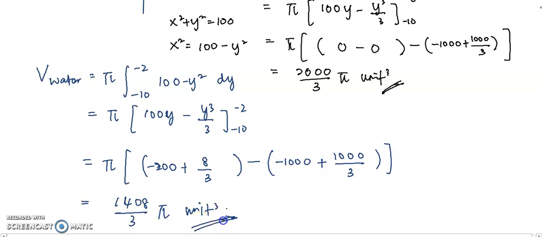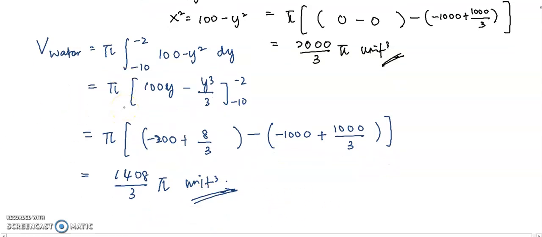unit cube. So this is the end of the video on volume of a solid of revolution. For the next video, I'm going to talk about the limits. Thank you for watching.